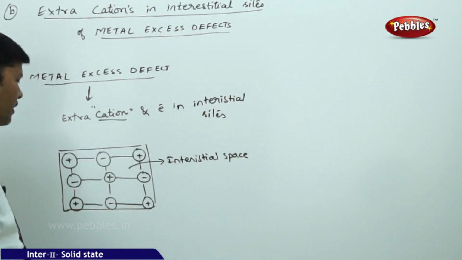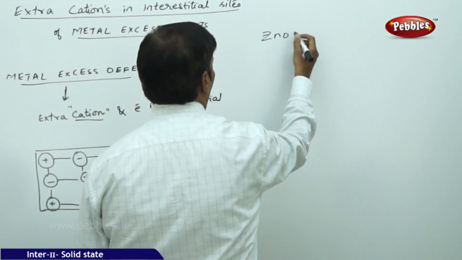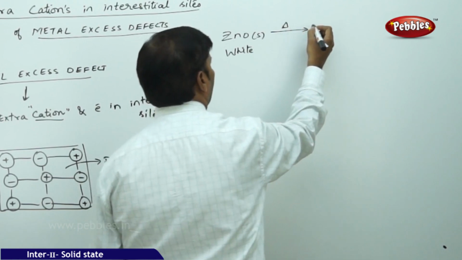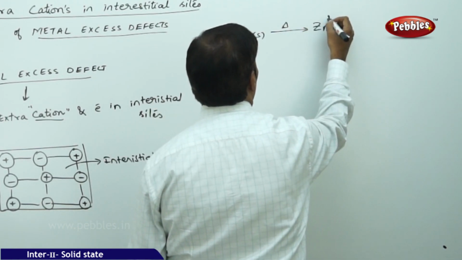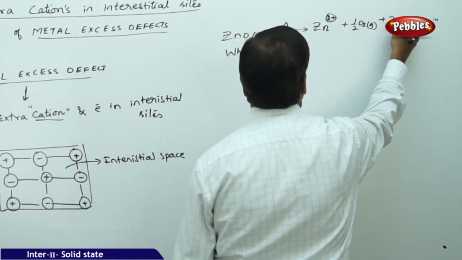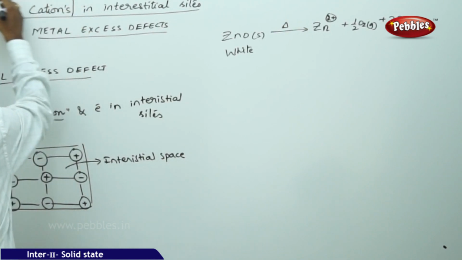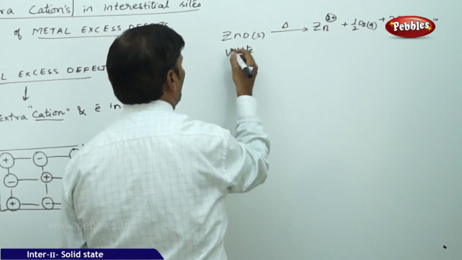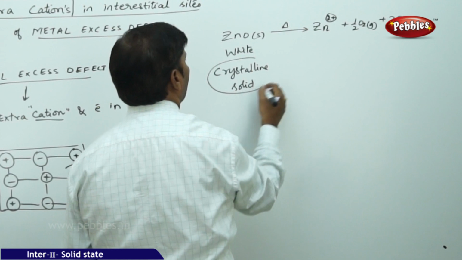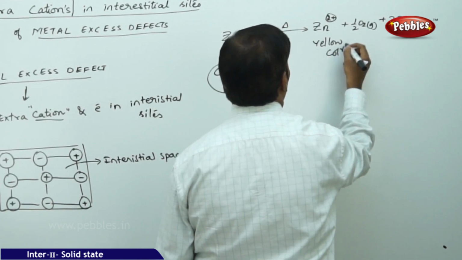Say, for example, I am taking zinc oxide solid. Before heating it's white in color, but upon heating you will observe that zinc is getting oxidized and it loses half mole of oxygen gas with the loss of 2 electrons. So what you are noticing is that we are finding extra cation. This is a crystalline solid, already white in color. Now because of heating, it has changed to yellow color.